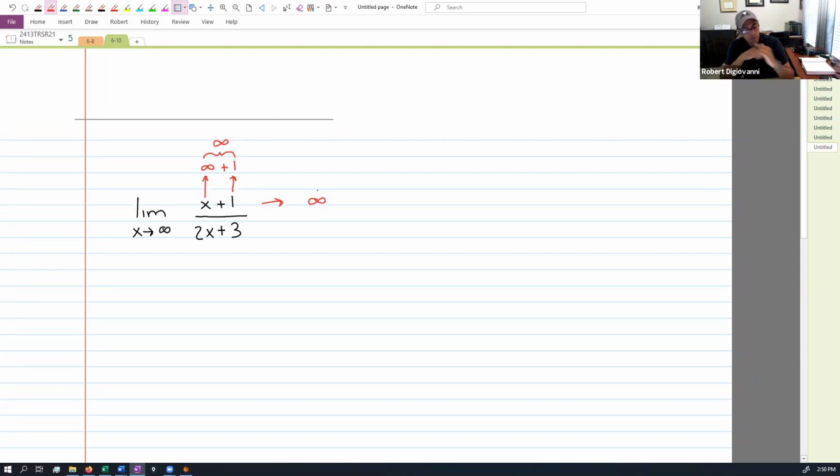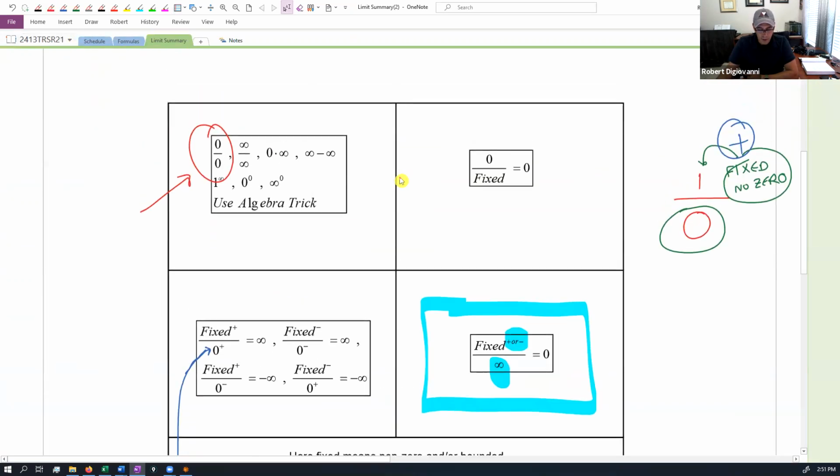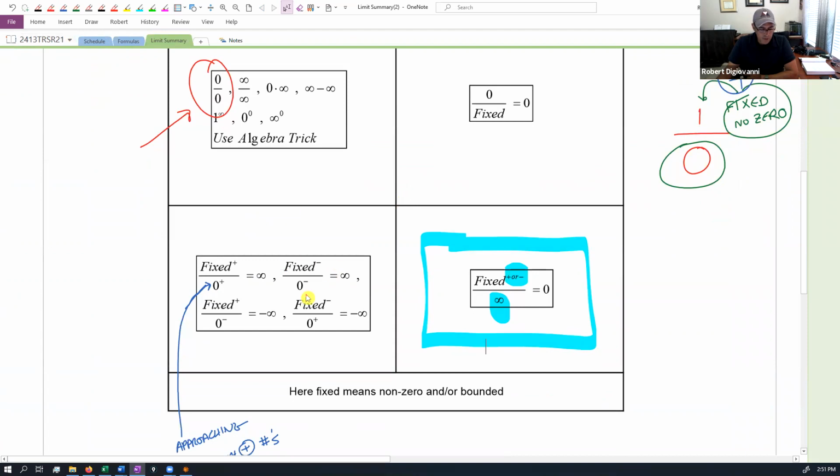Now the denominator is headed to 2 times some huge number plus 3. But 2 times some huge number is still some huge number, plus 3 is still just some huge number, right? So you could tell me that the bottom is also headed to infinity. And this is the first time we've had this. It's the first time we've seen infinity over infinity.